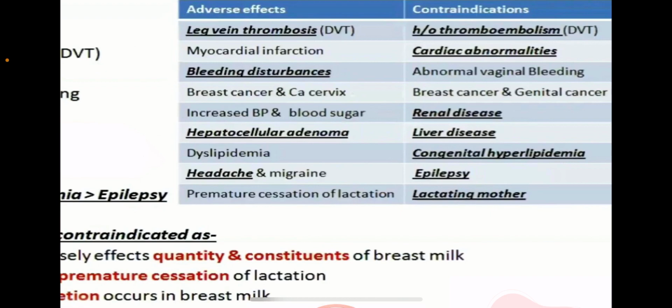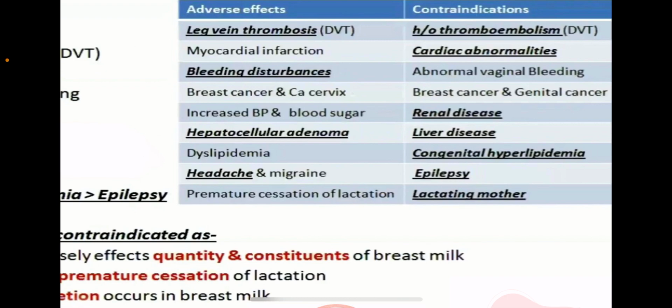Liver diseases, we have hepatocellular adenoma. We said that use of the pill may lead to hepatocellular adenoma and gallbladder diseases under the adverse effects. So remember, liver diseases under the adverse effects, you can remember hepatocellular adenoma. In congenital hyperlipidemia, the adverse effect is dyslipidemia. Epilepsy, headache, migraine. Lactating mother, it can cause premature cessation of lactation. By this comparison, you can remember the adverse effects as well as contraindications. What are all the adverse effects and what are the conditions wherein it is contraindicated? I hope it is clear.